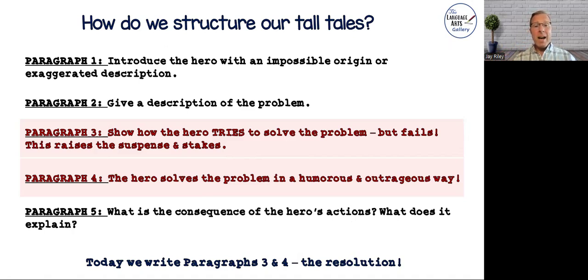Finally, in paragraph 5, which we're going to talk more about in our next lesson, we're going to talk about the consequence of the hero's actions. Tall tales very often humorously explain how something came to be. For example, why something in nature is the way it is, why a particular landform like a mountain or a river exists. So we can explain that through our tall tale.